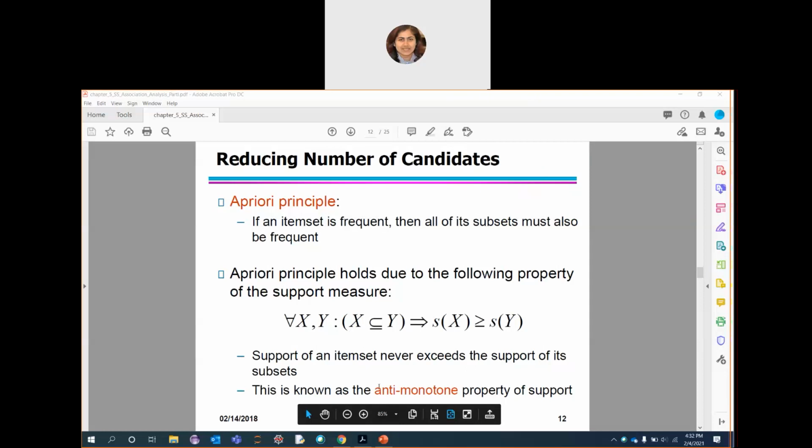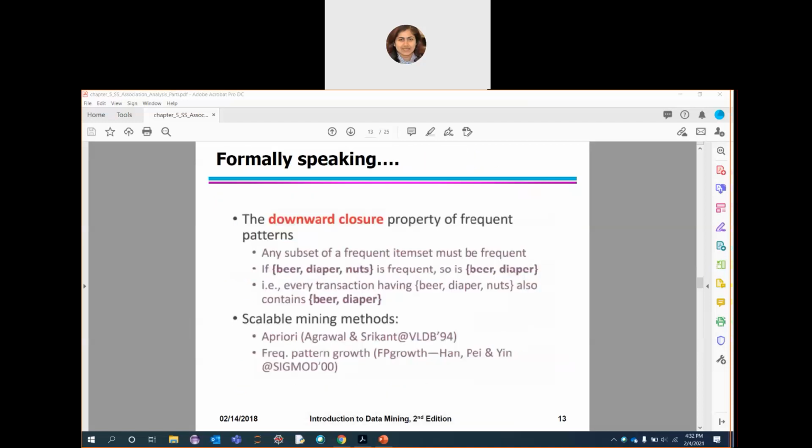And this type of property is also called the anti-monotone property. The rule that it explains here is also called anti-monotone. Now, there is a downward closure property of frequent patterns: any subset of a frequent item set must be frequent. So let's say beer, diaper, nuts is frequent. Then a subset of it, beer and diaper, will also be frequent. That means every transaction which has these three items, beer, diaper, nuts together, will also have beer and diaper as well.